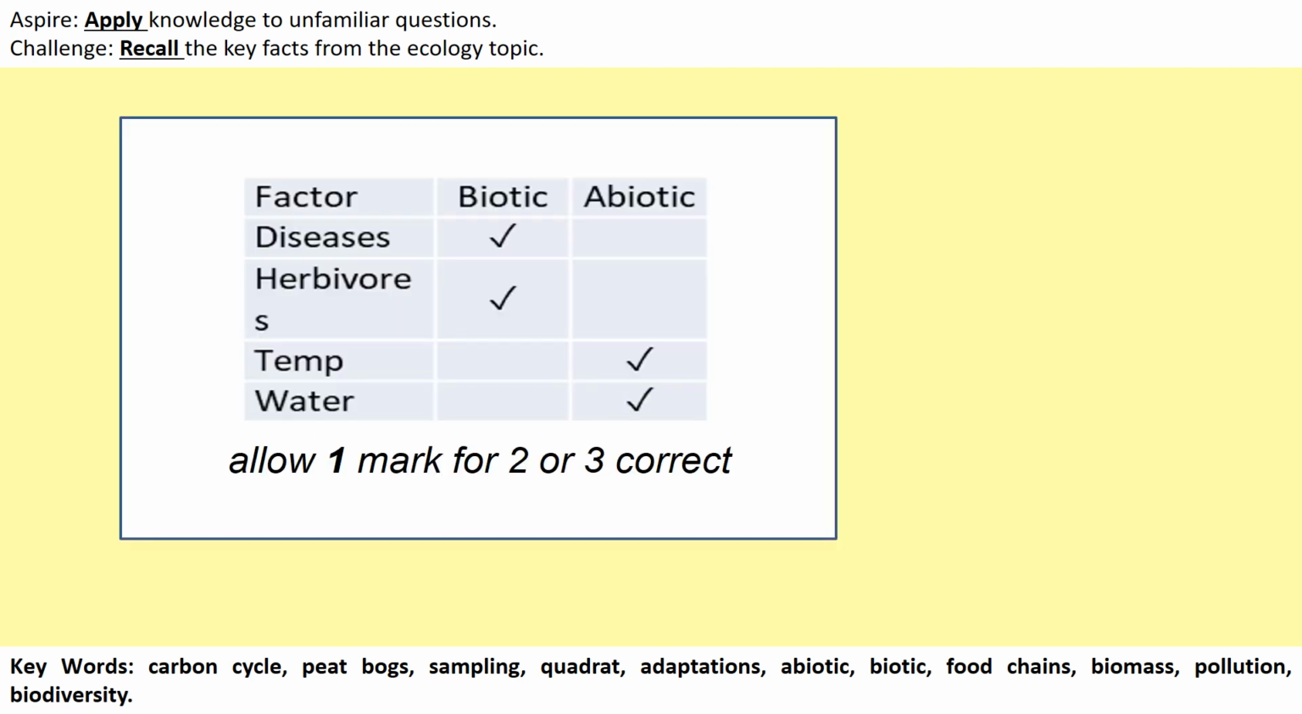Okay, so answers. Diseases are a living thing. Who's living with the coronavirus at this point in time? They are living things, and they're going to determine if something lives there or not. Herbivores are a biotic factor. They're a living thing as well. And then temperature and water are non-living factors that would determine where something lives. If it gets very, very cold, that means probably the organism's not going to live there anymore unless it's very well adapted. So there are your answers. And look, 1 mark allowed for 2 or 3 correct. In order to get 2 marks on that, you had to get all 4 correct.